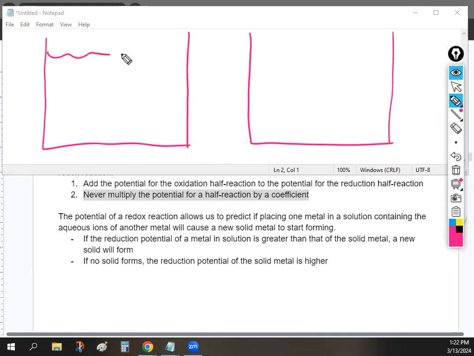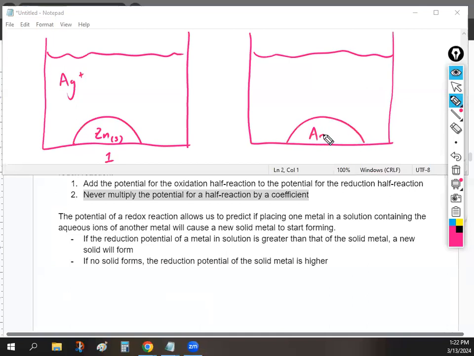Let's say that in our first solution, you have a piece of solid metal. So let's say we have solid zinc, and then you'll have a different metal ion floating around, like Ag+, silver. So this is solution 1, and then they'll give you the opposite in solution 2. They'll give you solid Ag right here, and then zinc that's aqueous. You see the difference? It's pretty much just flipped.